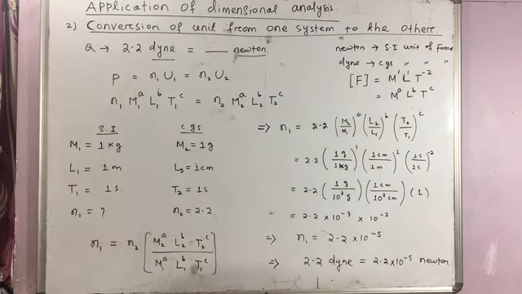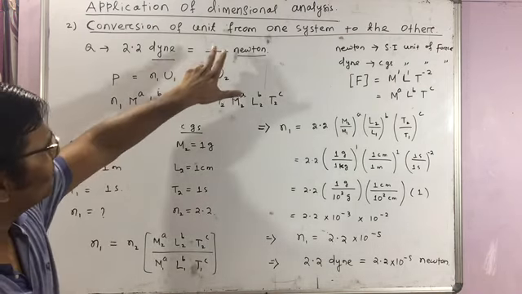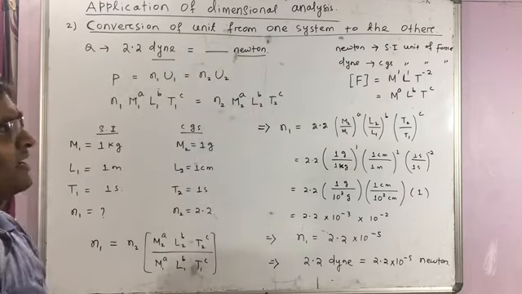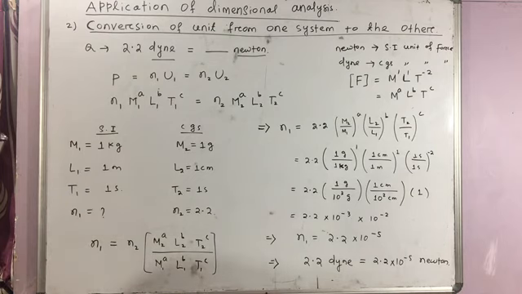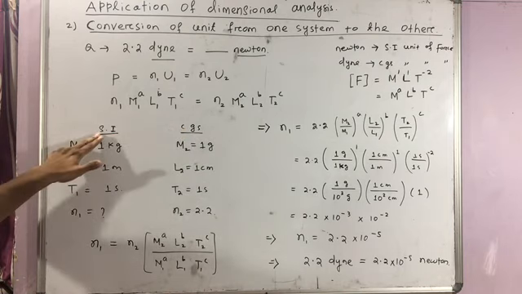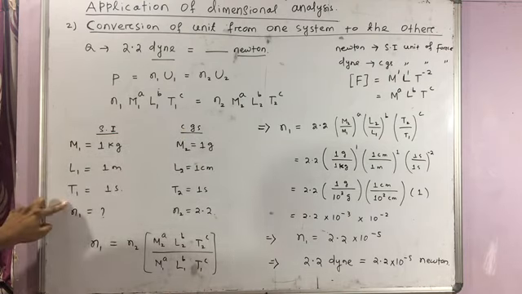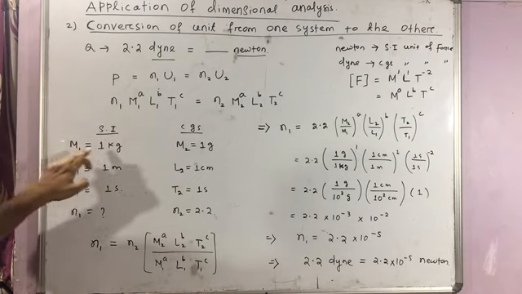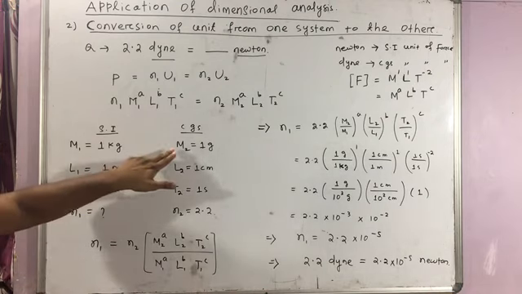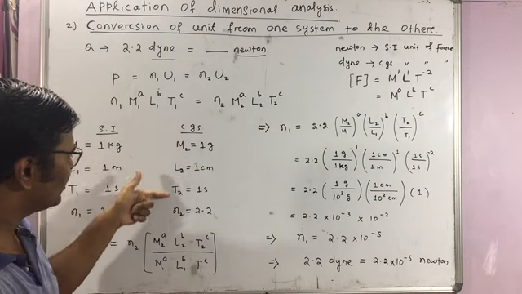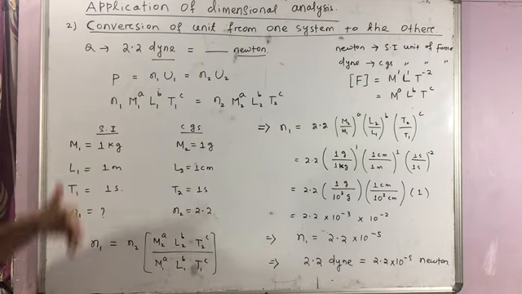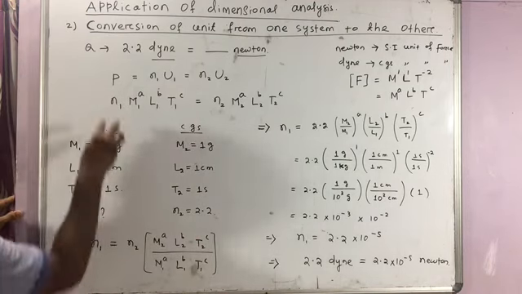So we have identified that we have to find the numerical value under the SI system. Clear? So this is the procedure. You write down the two systems involved. Here one is SI, another one is CGS. Under SI I took M1 L1 T1 as my base units. So M1 is 1 kg, L1 is 1 meter, T1 is 1 second, and n1 we need to find out. Similarly in the CGS system, M2, L2, T2 are 1 gram, 1 cm and 1 second respectively, and n2 is 2.2, which is given.